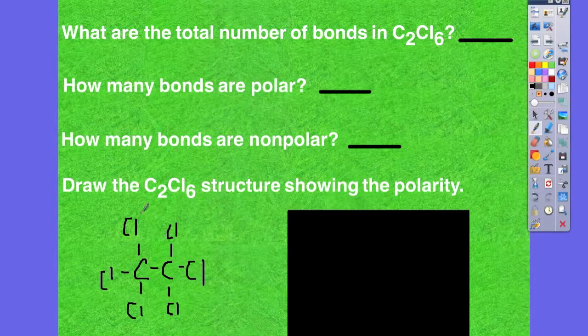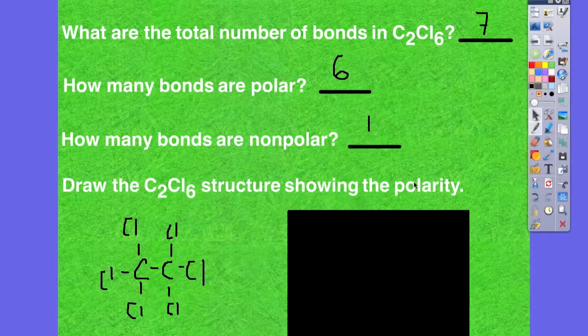Okay, so we have 1, 2, 3, 4, 5, 6, 7 bonds. Out of these 7, the difference between carbon and chlorine is 0.5. So we have 6 polar bonds. Carbon is 2.5 minus 2.5, that's 0. So we have 1 nonpolar bond.